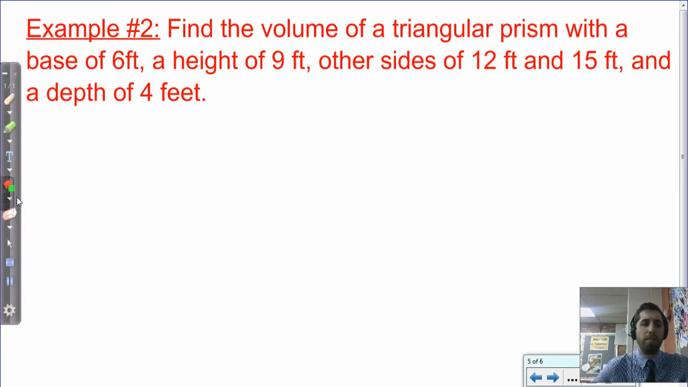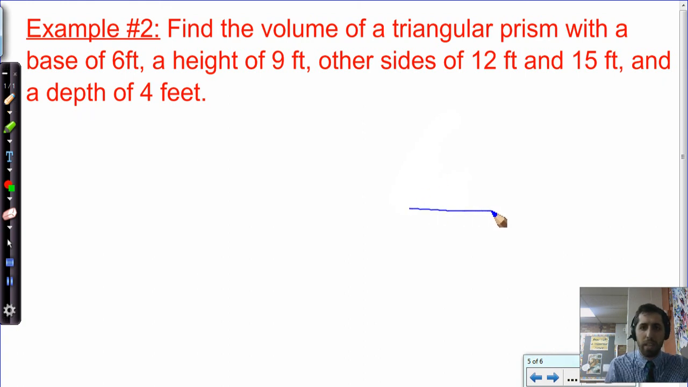This one is the volume of a triangular prism, and if it's described like this, sometimes it's a lot better to draw it out. So let's draw it out. It says, find the volume of a triangular prism with a base of 6 feet. So I know I have a base of 6 feet, a height of 9 feet, so it's going to be a little bit longer than the 6 feet, a height of 9 feet, and other sides of 12 and 15. So I'm going to redraw this because I know one of the sides needs to be longer than the other. And I might want to make this a little bit bigger in general.